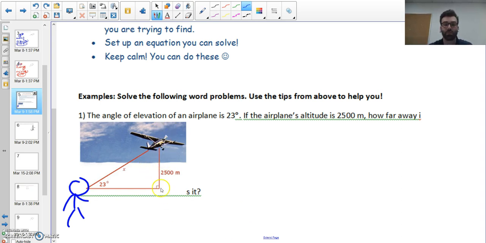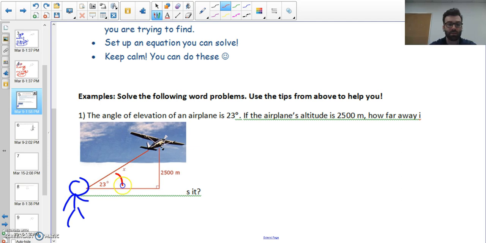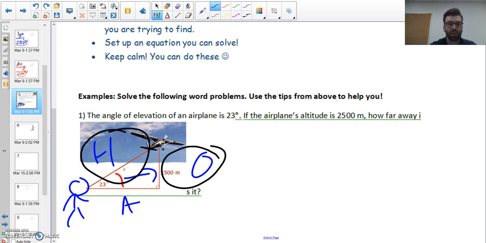Altitude is 2,500 meters. That makes sense that it's a straight line distance down. How far away is it from me? Well, I'm actually just chilling. I'm not actually standing, I'm laying on the ground. Well, how far away is it from me? Guy laying on ground, looking up at the plane. So again, here's my reference angle here. Let's label my sides. This is O, this is H, and A. What am I trying to find? I'm trying to find O and H.